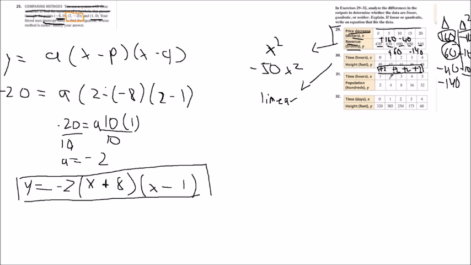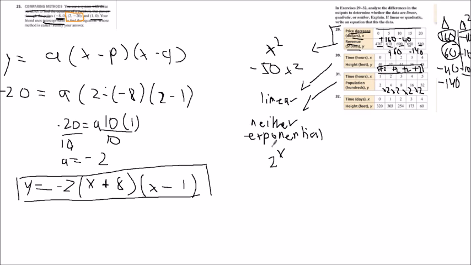So 1, 2, 3, 4, 5, 2, 4, 8, 16, 32. Now if you look at the patterns, you'll see it's times 2, times 2, times 2, times 2. It's not a linear function, so neither. But if you want to be advanced, you can say it's an exponential, because it is an exponential. It's 2 to the x power.